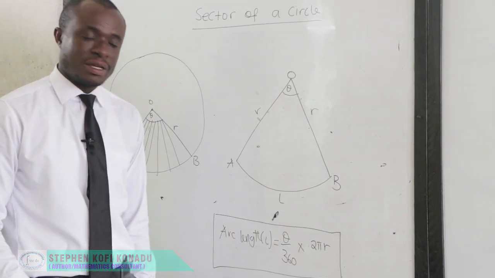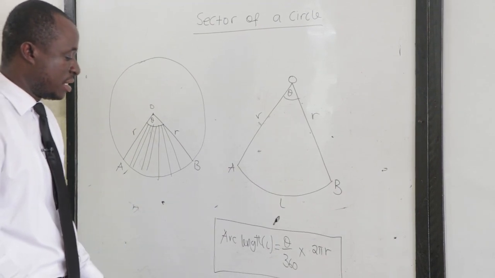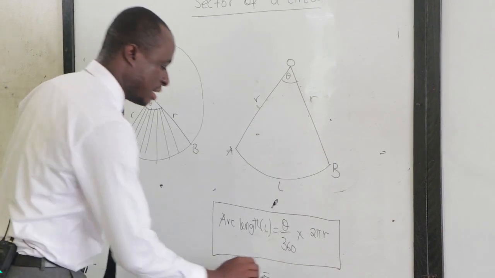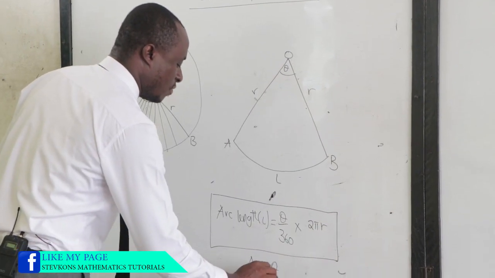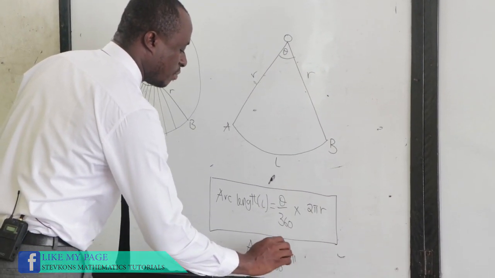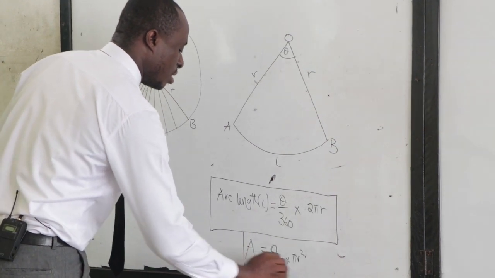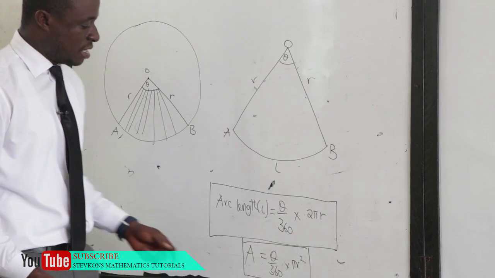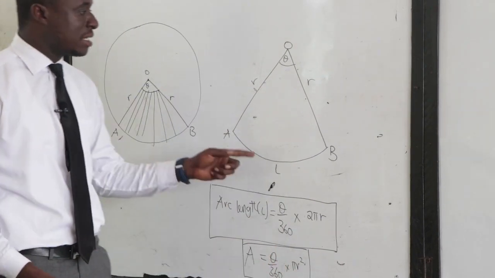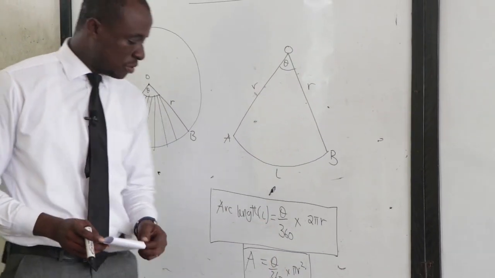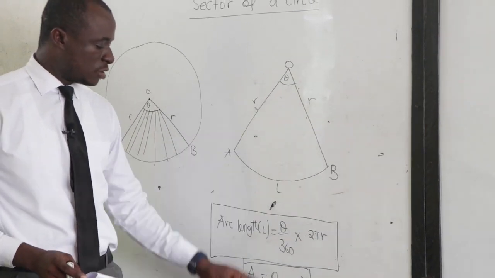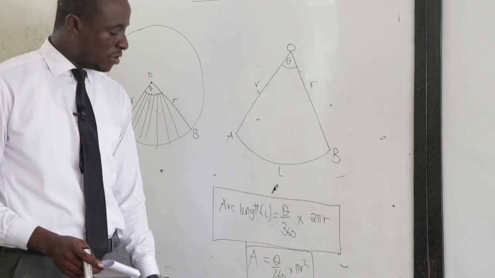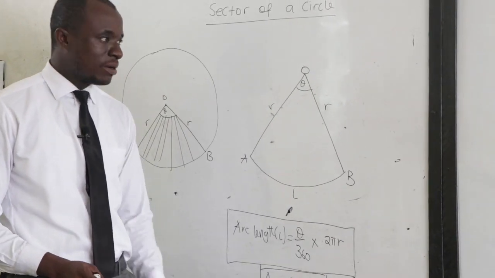Now, the next thing for us to find: if we want to find the area of a sector, that is theta over 360 times pi r squared. When it is a full circle, the area is pi r squared, but a sector is part of a circle, so it's going to be the angle out of 360, the ratio of that, times the area of a full circle, which is pi r squared.